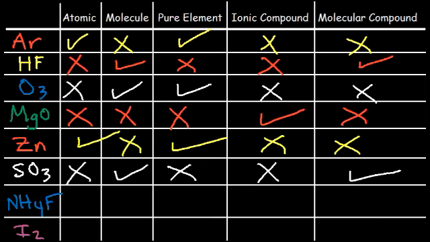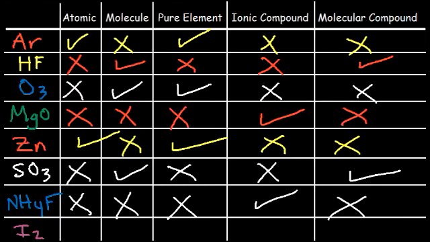Ammonium fluoride is not atomic. It doesn't consist of one type of atom, and it's not molecular. Even though it has multiple atoms, it's really an ionic compound. It has charges. Ammonium, NH4, has a plus charge, fluoride has a minus charge, so it's considered to be an ionic compound, even though there's no metal within it. Typically, most ionic compounds consist of a metal and a nonmetal.